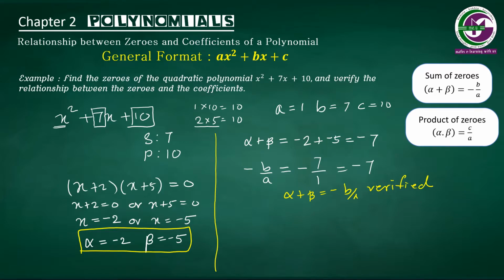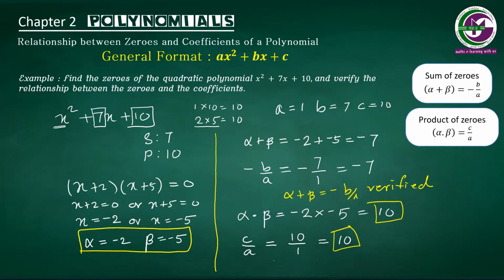Now we'll check the product of these zeros. So alpha into beta, alpha multiplied by beta, equals negative 2 multiplied by negative 5 equals 10, right? Now the relation is alpha times beta is c by a. We'll check what c by a is. The value of c is 10 divided by the value of a, which is 1. So it is 10 divided by 1, which is 10. So both are the same. That means alpha times beta equals c by a is verified.